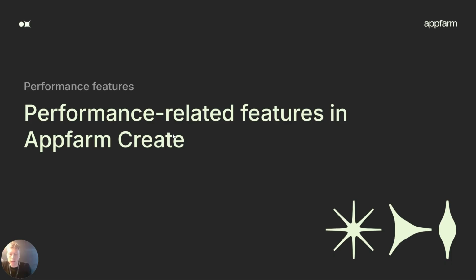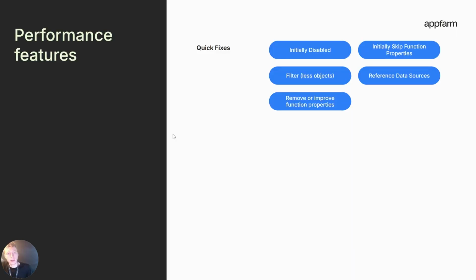In the final section of this webinar, we will discuss features that are available in Appfarm Create, which can help you improve the performance of your apps. First, some quick fixes. Initially disabled has already been discussed in this webinar. You can turn it on for any database-connected data source, and then it will not be read into the app on upload. Instead, you can turn off this data source attribute again later when the user navigates to an area of the app where they actually need access to this data, and then the data can be read in when it's needed.